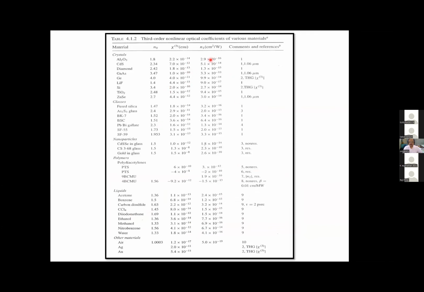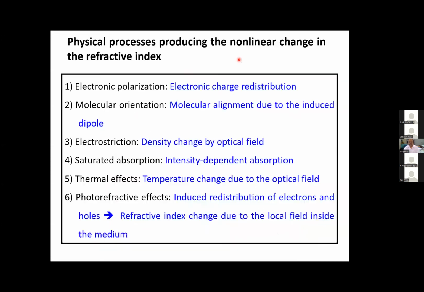So chi3s and n2s, usually n2 is in centimeter squared per watt. Chi3 is in ESU for all glasses, polymers, nanoparticles. This is very limited. This is from the Boyd book, very limited. Now there are more than thousands of materials which are reported on a daily basis, and their magnitudes will keep on changing.